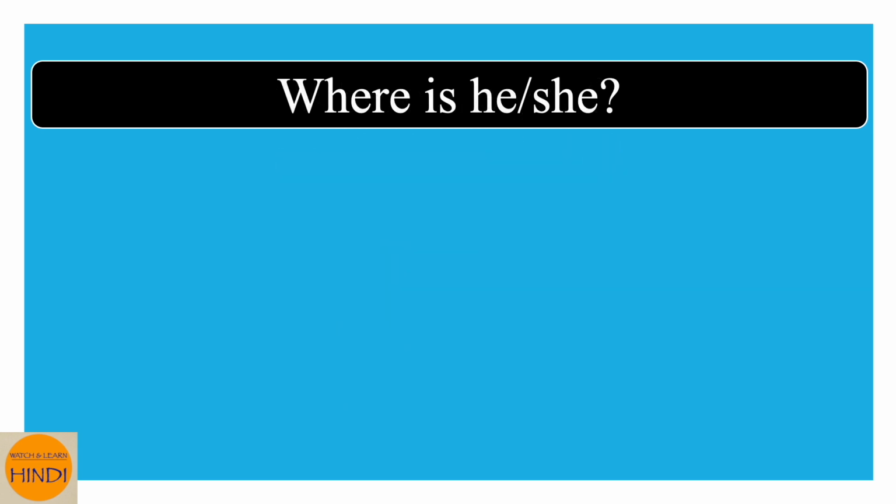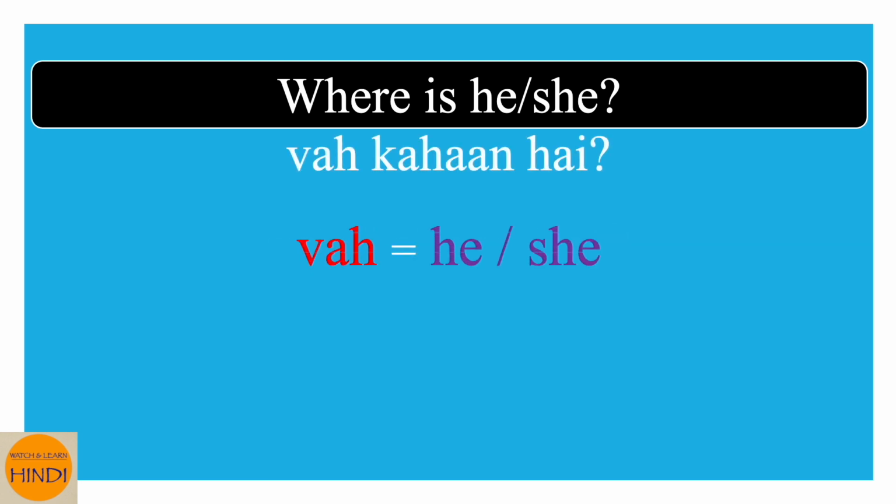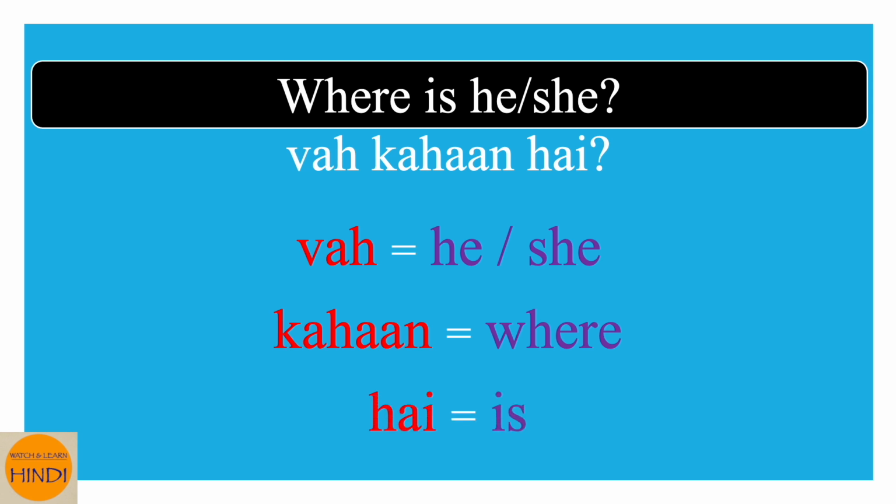Where is he or where is she? Vah kahan hai? Here, vah stands for either he or she. Kahan is where and hai corresponds to is. Vah kahan hai? Where is he or where is she?